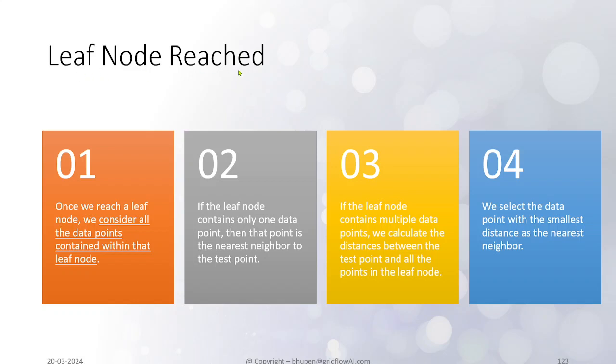So once the leaf node is reached, we will consider all the points in that particular partition. If the leaf node contains only one data point, then that is the nearest neighbor. But usually we will control this by using the leaf size parameter, and that will ensure we have that minimum number of samples in each of the partitions.